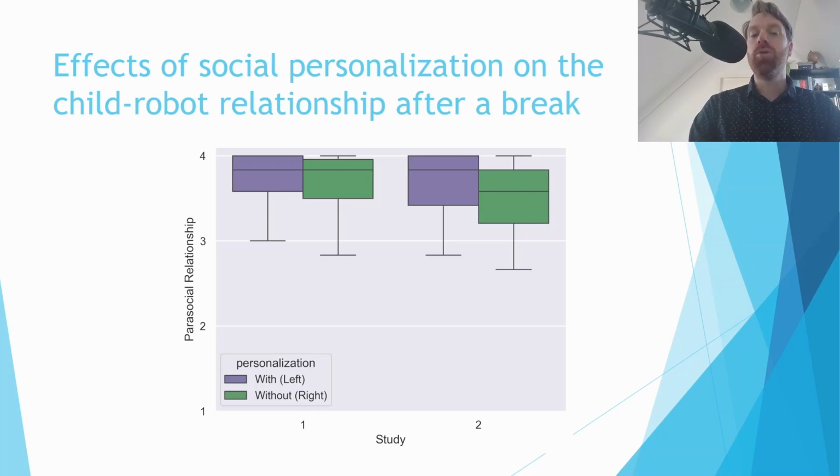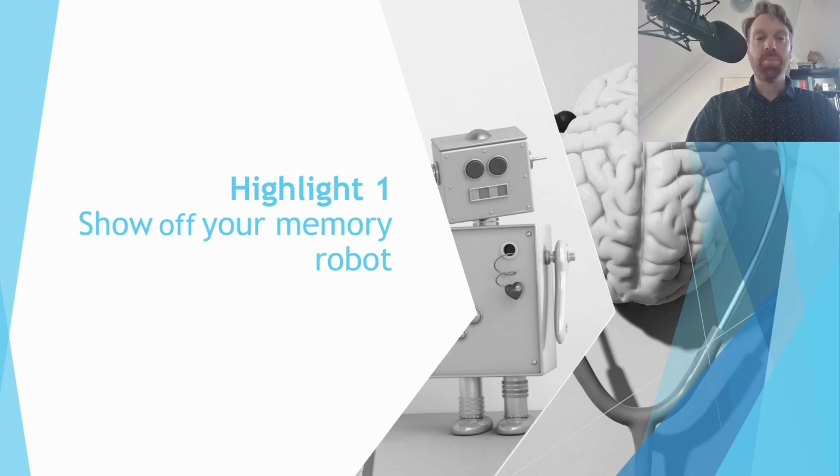This time we looked more closely at what aspects of social personalization contributed to this effect. And in our paper you can find a more extensive breakdown of this, but for now let's look at 2 highlights. Perceiving the memory references modulates the effect of social personalization. So only when children explicitly notice the robot making these memory references does it contribute to the relationship formation and task adherence. So don't be too subtle.